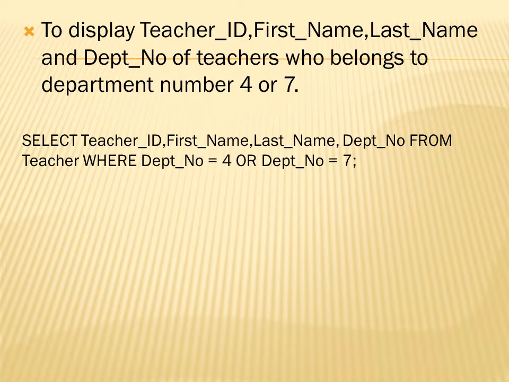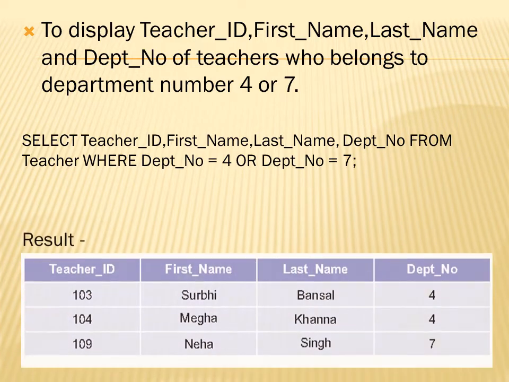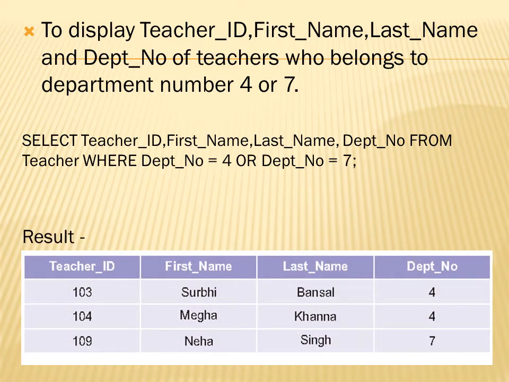Okay, so you want to find from department number 4 or department number 7, so separately you have to write department number is equal to 4 or, which is the logical operator, department number is equal to 7. So this is the output you will get. You will get the id, first name and last name of those teachers only who belong to department 4 or 7. That will be the result. Remaining values will be rejected.